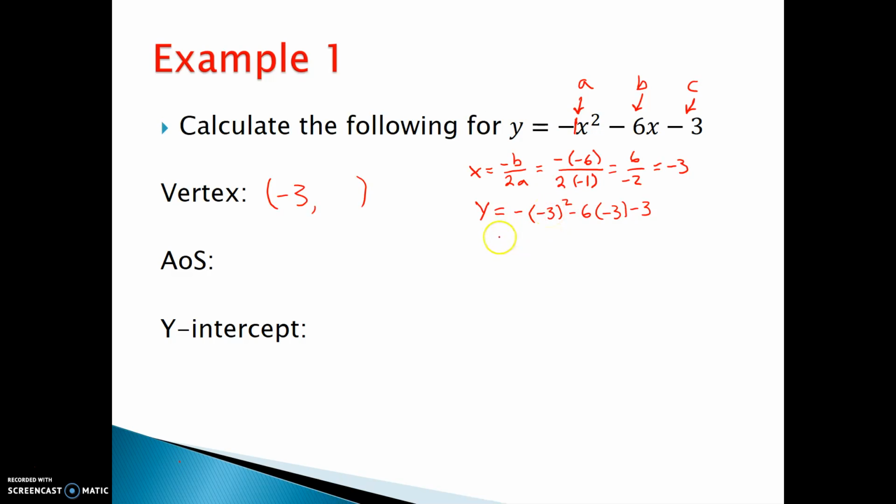All right, now I want to simplify. And again, you have to be careful with that negative sitting outside. What I want to do first is take -3 to the second power, which gives me 9. But then I bring down that negative, which gives me -9. Now, -6 times -3 is +18 minus 3. Okay, 18 minus 9 gives me +9. +9 minus 3 gives me 6. So that means that my vertex is sitting at (-3, 6). Now my axis of symmetry is going to be x equals, and again, the x value for my vertex, -3.